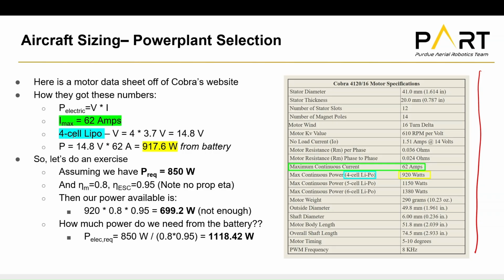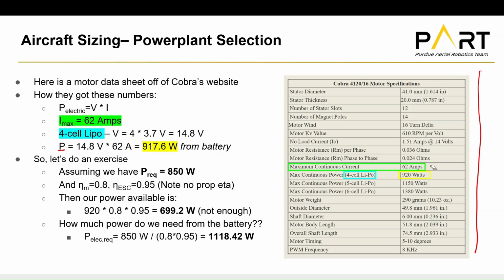Our 4-cell LiPo, because it has 4 cells at 3.7 nominal volts per cell, we get 14.8 volts out of that battery. Okay. Then to find our power here, we multiply that 14.8 volts times 62 amps, and we get our 917.6 watts, which they went ahead and rounded up to 920 watts. Okay, so that's how they get these numbers.